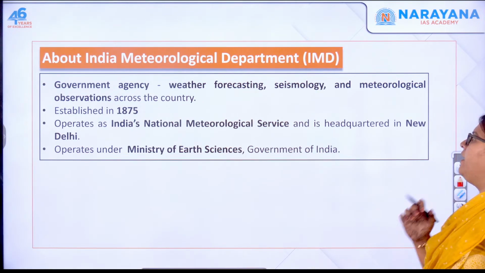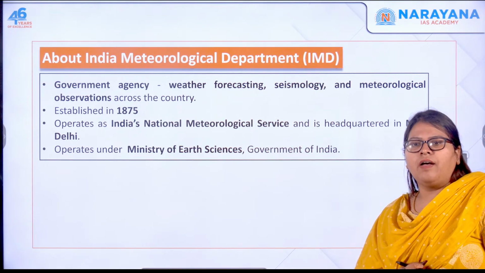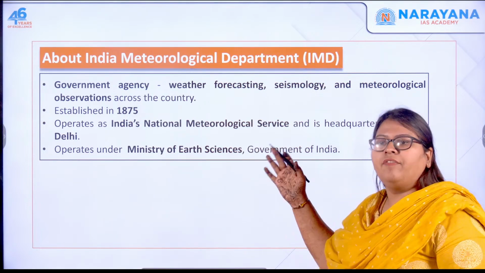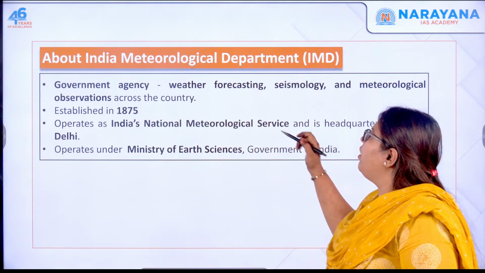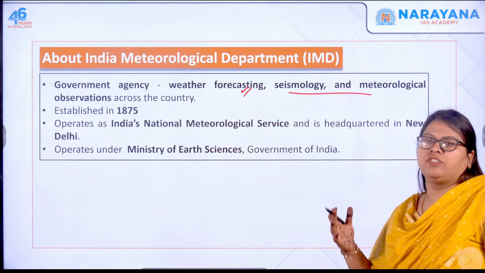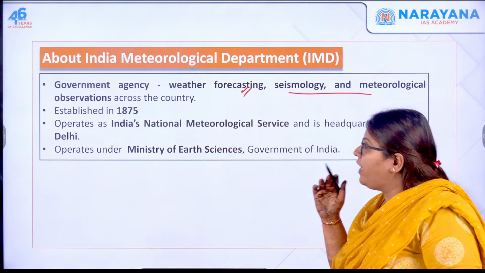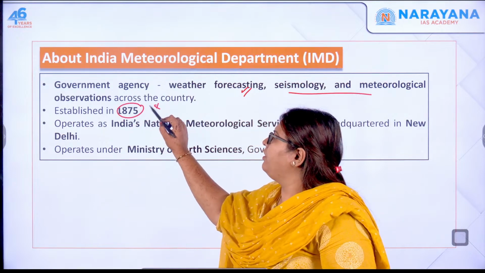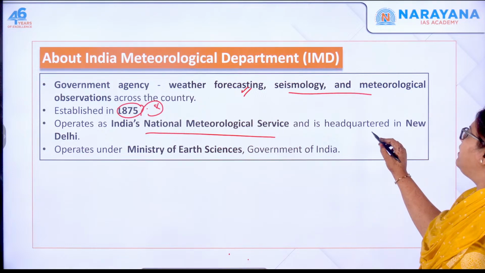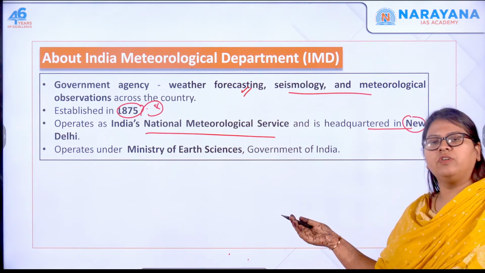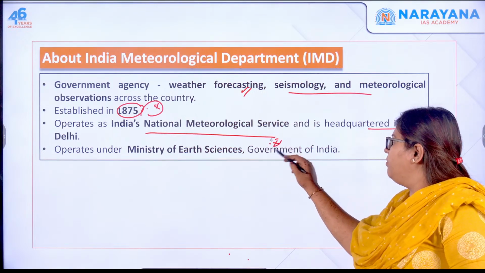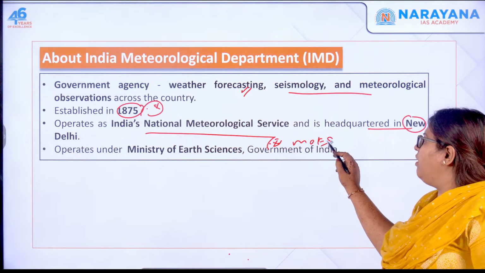Now about IMD. The IMD is a government agency predominantly dealing with weather forecasting, seismology, as well as meteorological changes across the country. Established way back in 1875, important, it operates as India's National Meteorological Service and is headquartered in New Delhi, and of course operates under the Ministry of Earth Sciences. Very important. Don't think Ministry of Environment. It is the Ministry of Earth Sciences.